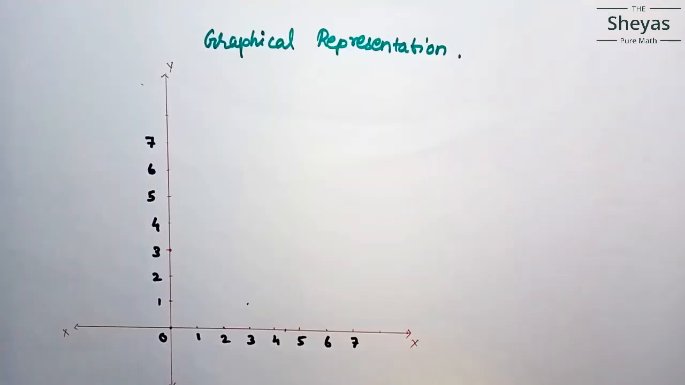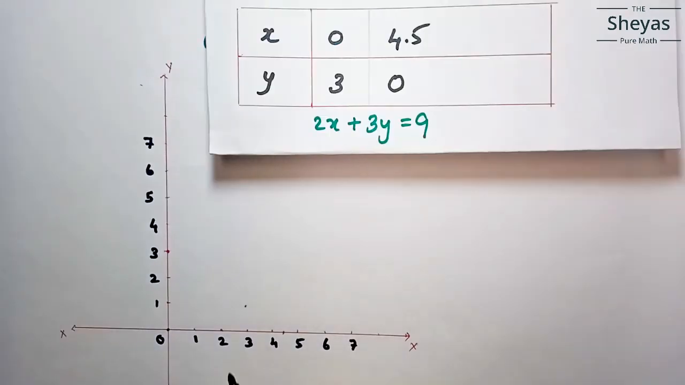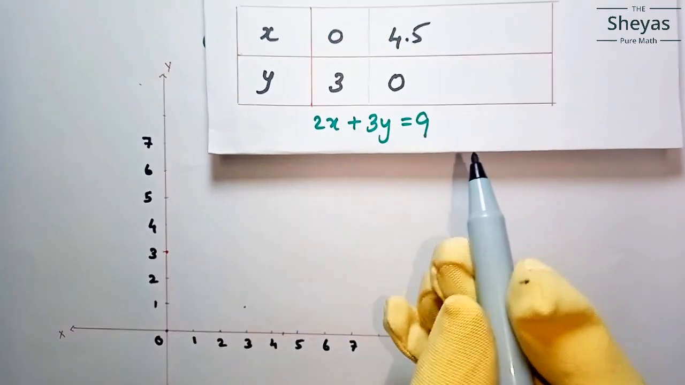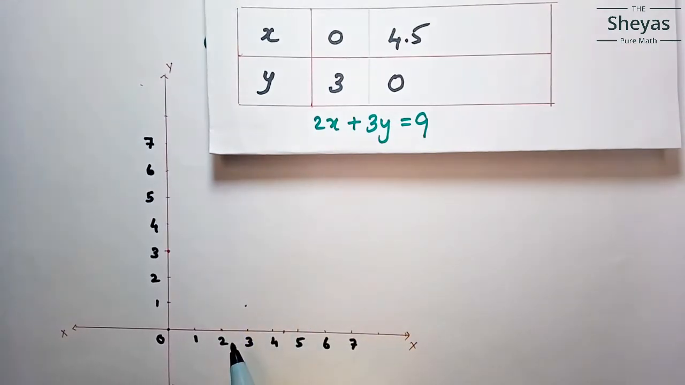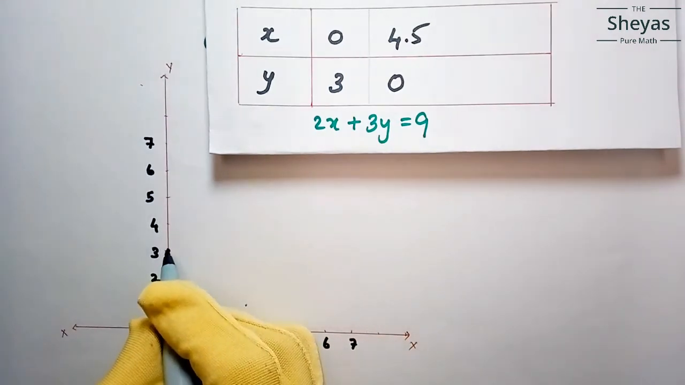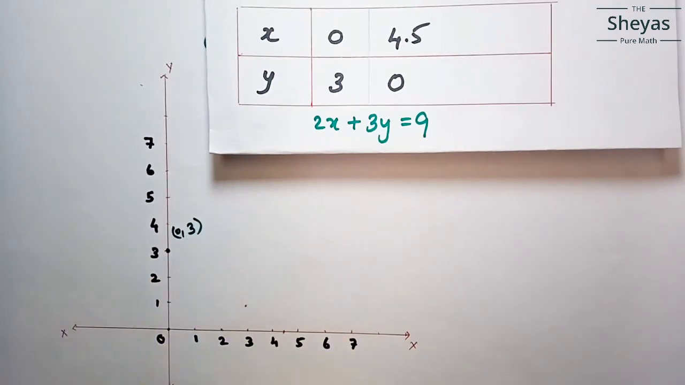Now we are going to represent graphically. Here I have taken x and y axis, and on the x axis 1 unit is 1 centimeter, and on the y axis also 1 unit. So now what is the first equation? The first equation is 2x plus 3y is equal to 9. What are all the points you are getting? 0, 3. So 0 is here, 3. So this is the point 0, 3.